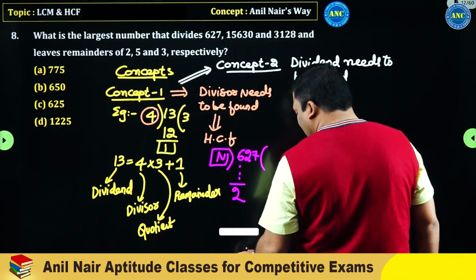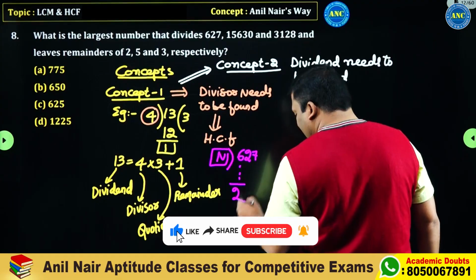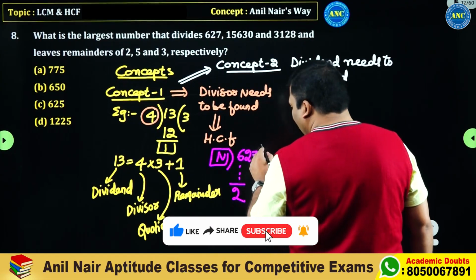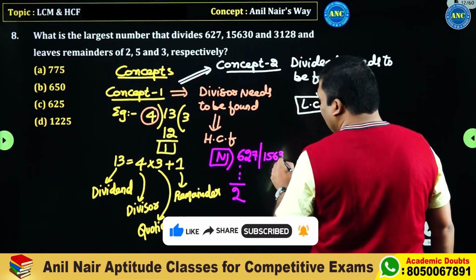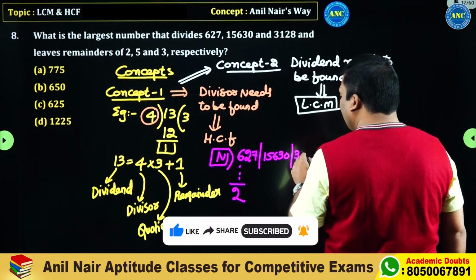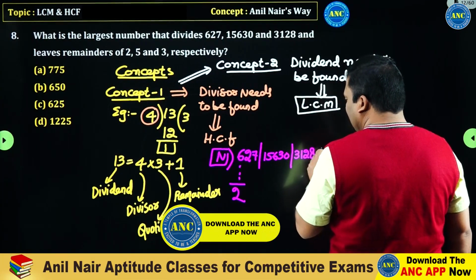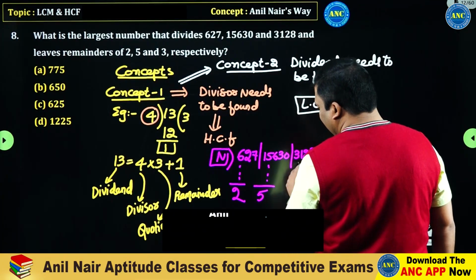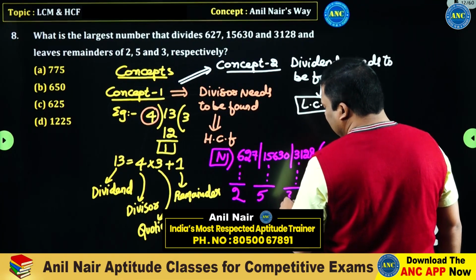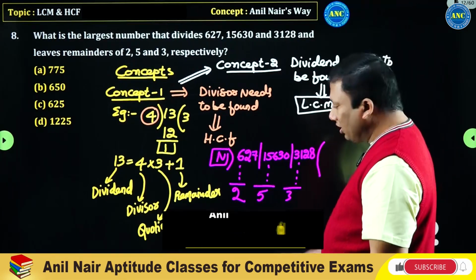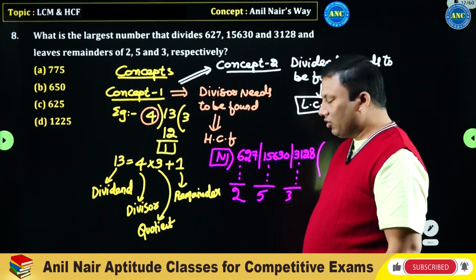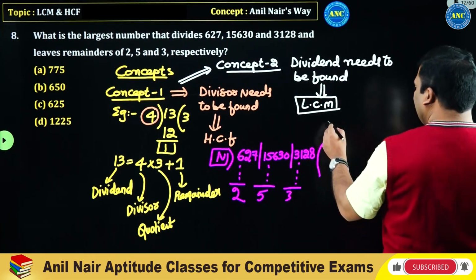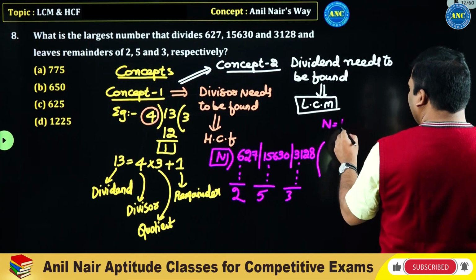Similarly, it is not only 627. It can be 15630, it can be 3128. If the number is dividing any of these, the remainders are 5 and 3 respectively. So the divisor we need to find out. Therefore, the answer will be the HCF we need to find out.